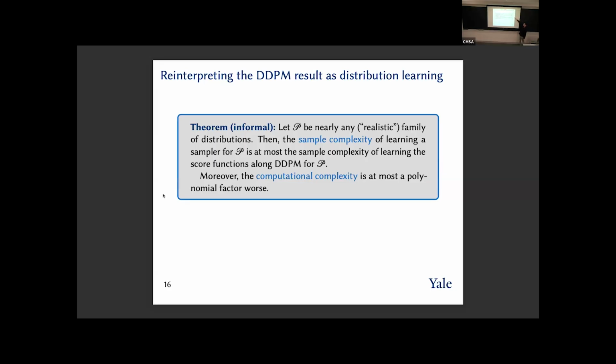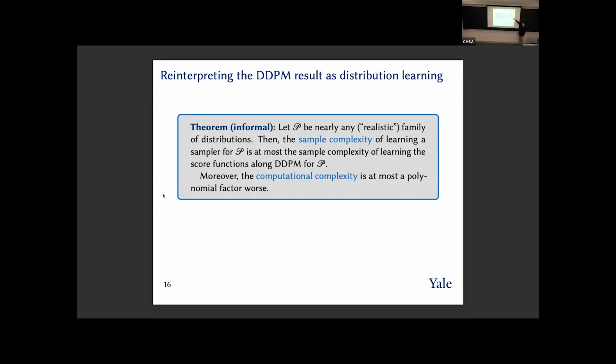The second sentence says that the sample complexity of learning a sampler for this family is at most the sample complexity of learning the score functions for this family. Now, this second sentence is capturing the fact that epsilon score error translates to epsilon total variation error. So the sample complexity of learning the score function would upper bound the sample complexity of learning the distribution in total variation or bounded Lipschitz metric. And then the final sentence says that the computational complexity is at most a polynomial factor worse between learning the sampler versus learning the score functions.